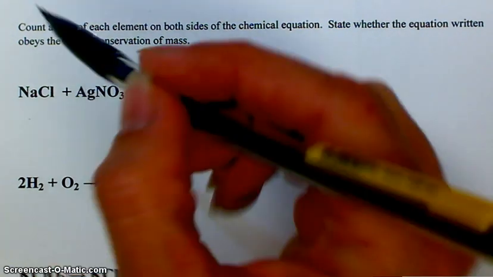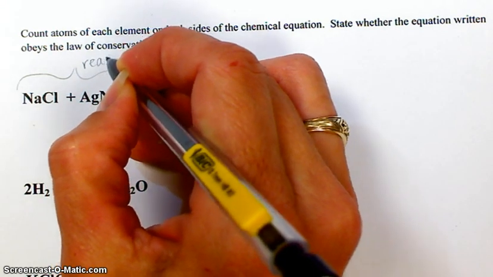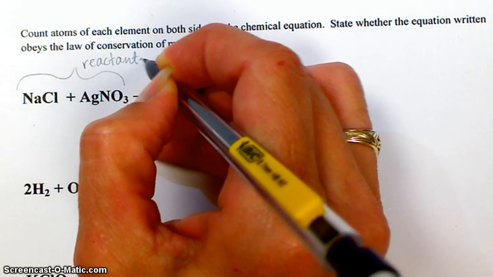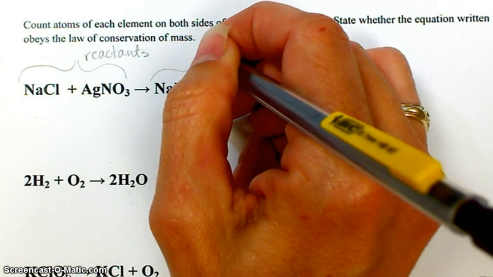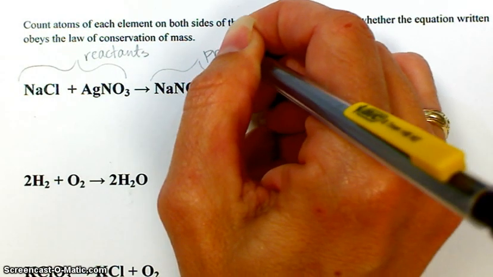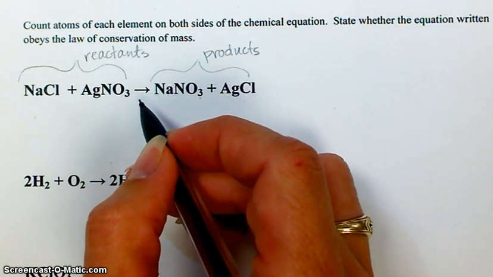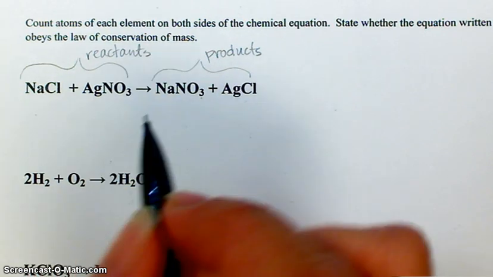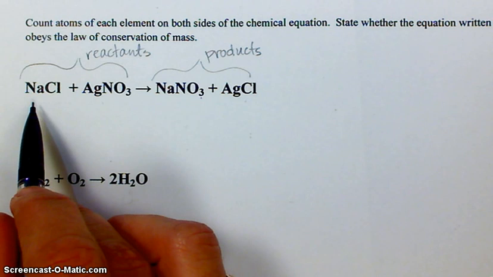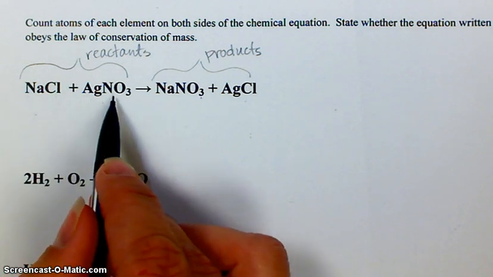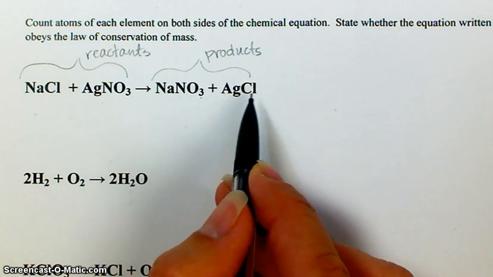First of all, a brief refresher. On the left-hand side, the things that you begin with are your reactants. The substances that are formed in the chemical reaction are your products. The arrow means the word yields, which is pretty much saying produces. These two things produce these 2 products, okay, in a chemical reaction. All right, this is sodium chloride and silver nitrate producing or yielding sodium nitrate and silver chloride.